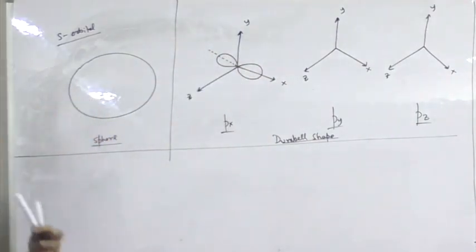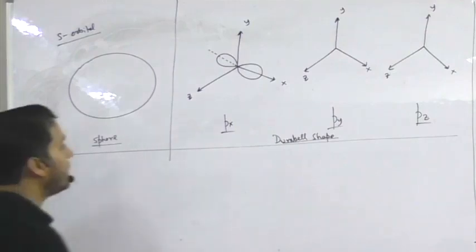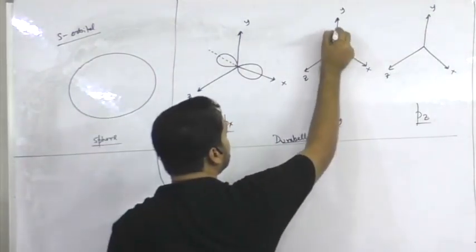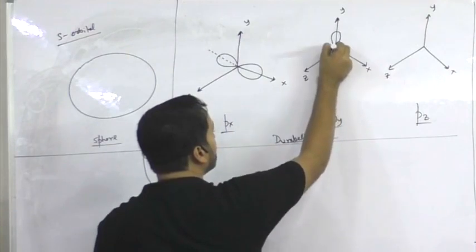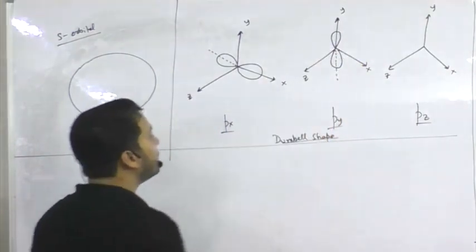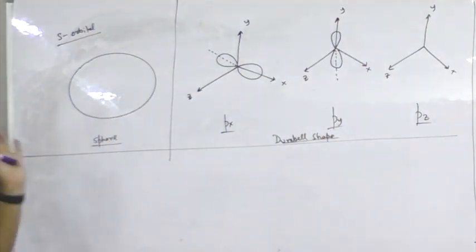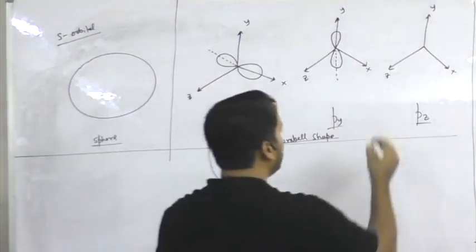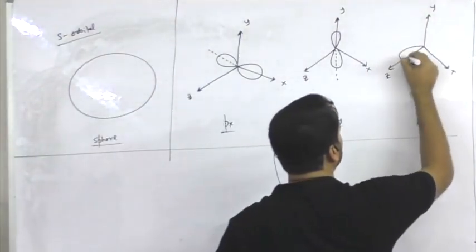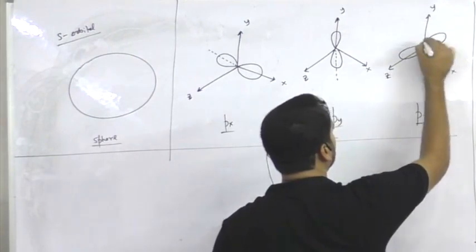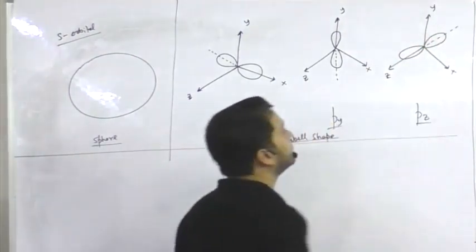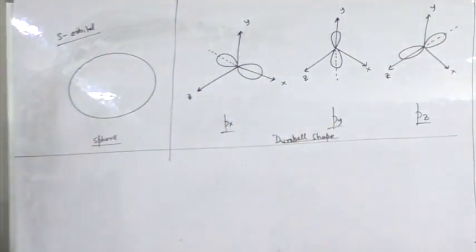It is a symmetrical dumbbell, but along which axis? Along the x-axis. Py looks like this. Exactly similar looking dumbbell, but along the y-axis. And pz looks like this. Same dumbbell, but along the z-axis. These are the 3 orbitals px, py and pz.